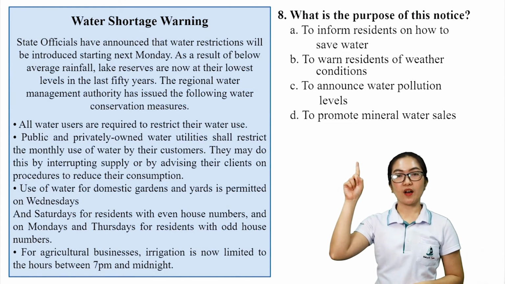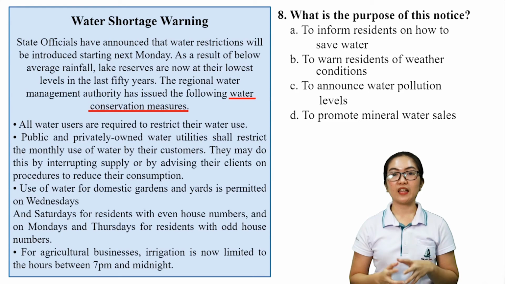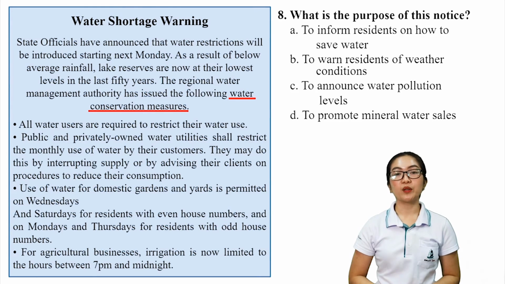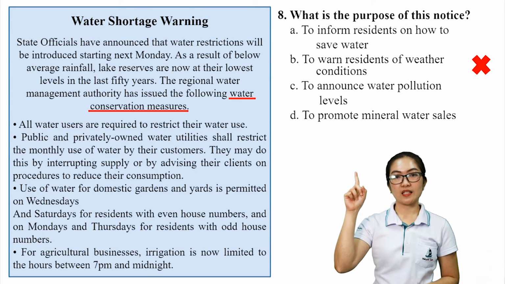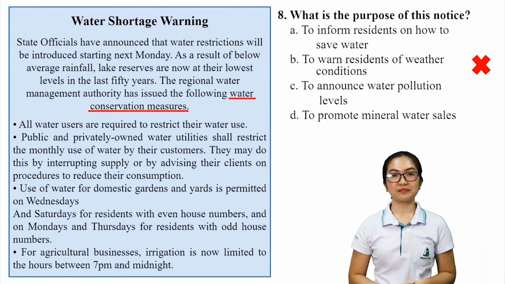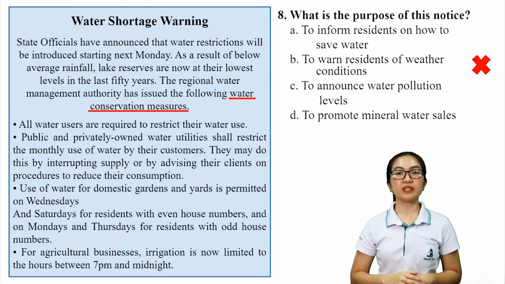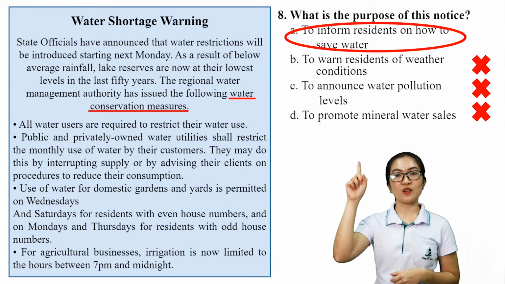What is the purpose of this notice? From the phrase water conservation measures in the last part of the first paragraph, we can tell that the passage implies about saving the water. So letter B, to warn about weather conditions, is definitely out of the context. Letter C, to announce water pollution, and letter D, to promote a mineral water, are absolutely irrelevant to water conservation. So what should be the answer? Correct. Letter A, to inform residents on how to save water.